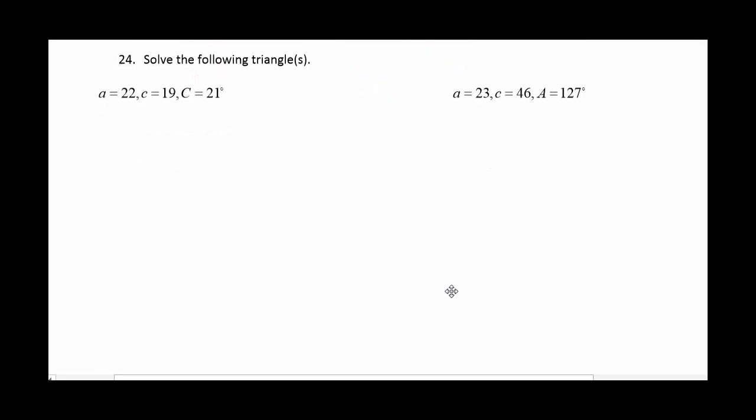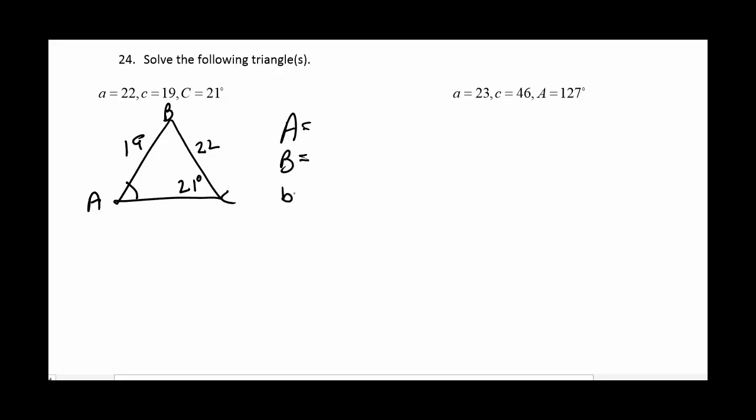Okay, number 24, we've got two different triangles, both emphasizing a different set of skills. So I'm going to start by drawing a very generic triangle. So A, B, and C, and it says a is 22, c is 19, and angle C is 21. Okay, so my first task is to solve for angle A. I'm going to make my list. I want angle A, angle B, and I want side b when all said and done.